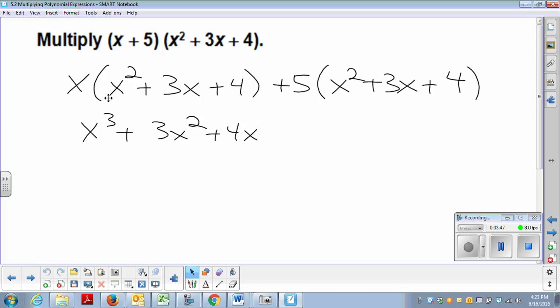When I work the x times x squared will get me x cubed. And remember, you're going to multiply the coefficients, but add the exponents. Then x times 3x is going to give me 3x squared. X times 4 is going to give me 4x. And that's this side here. Now on this side, I'm going to have 5 times x squared, which will be 5x squared. 5 times 3x, which will be 5 times 3, which is 15, times x, 15x. And then 5 times 4, which is 20.